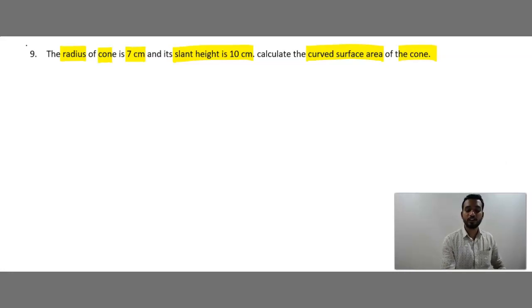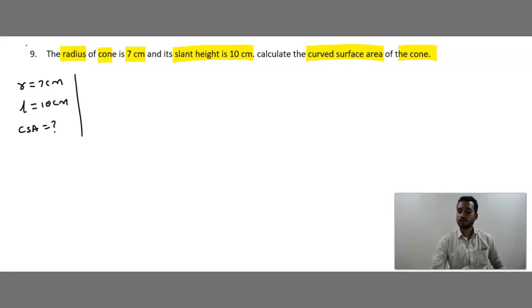First let me write the data. So what is the radius of cone? 7 cm. Slant height means L, that is 10 cm. We should find curved surface area of cone, right? Now we can see this is the shape of a cone. Yes, this is the shape of a cone. It's a right circular cone, right? Yeah. Now let me say this is O and this is A and this is B.